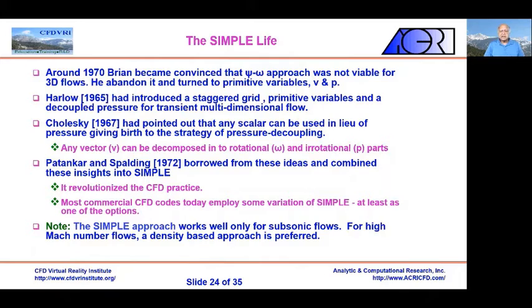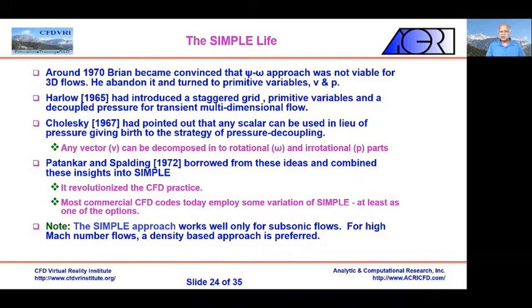Of course, until this time, the focus had been on two-dimensional flows. Around 1970, Brian became convinced that the stream function vorticity approach was not viable for three-dimensional flows. He played around with it for three to four years and couldn't get an effective solution. So he abandoned it and turned to primitive variables, velocity and pressure. Harlow had already introduced the concept of staggered grid and primitive variables, as well as a decoupled pressure for transient multidimensional flow.